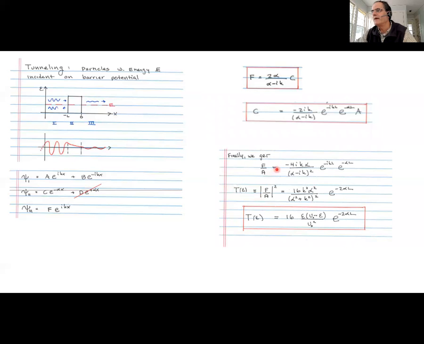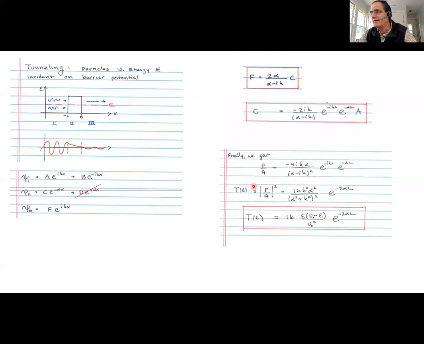So finally, combining these two expressions and then dividing both sides by a, we get the following. F over a is equal to minus 4ik alpha over quantity alpha minus ik squared times e to the minus ikl times e to the minus alpha L. Okay? Now, really, we'd like to find the transmission probability. And so to find the probability, we need to take the absolute value squared of both sides. And that's going to give us the expression that we want, okay?